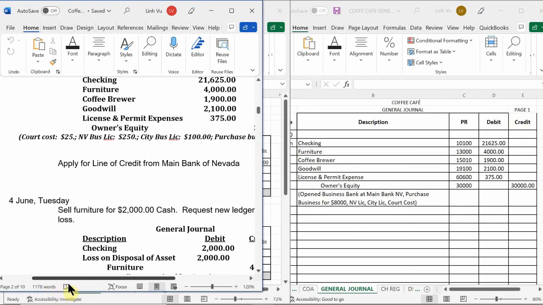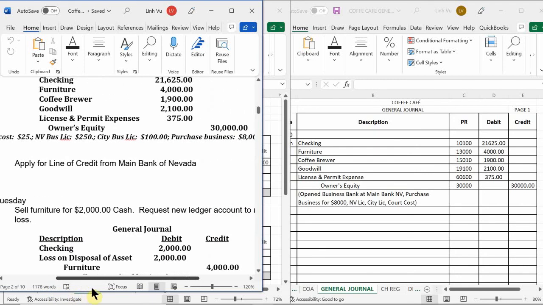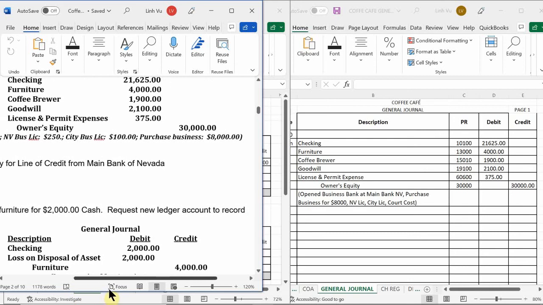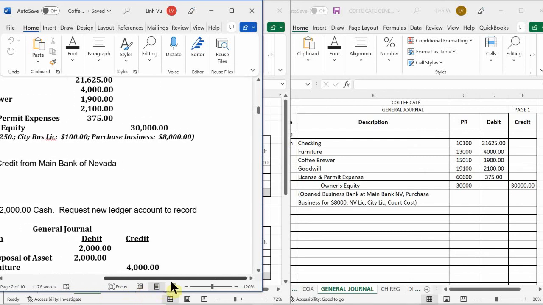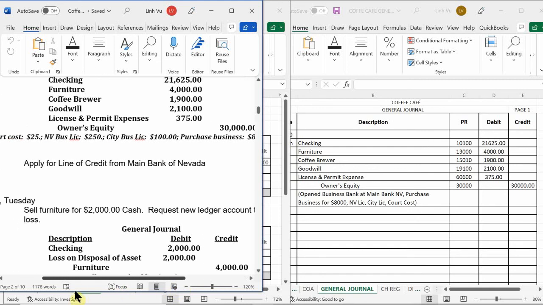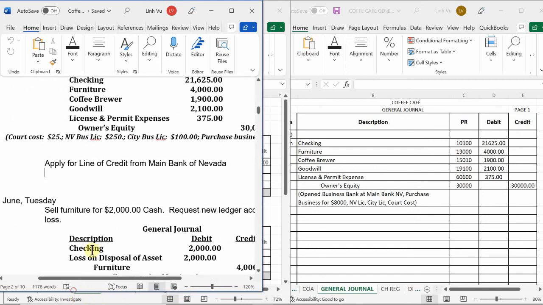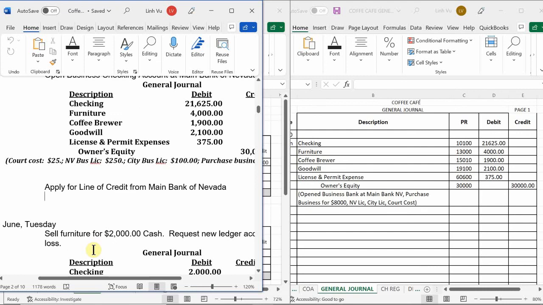So same day, we decided to sell our furniture for $2,000 cash, and we end up requesting a new ledger account to record the loss. Now in this case, I got $2,000 worth of cash out of my furniture. How much did I originally purchase my furniture for? 4,000. So did I gain money or did I lose money? You lost money.